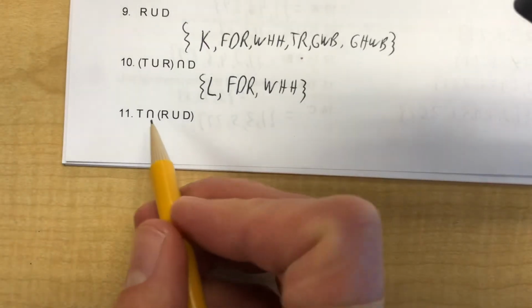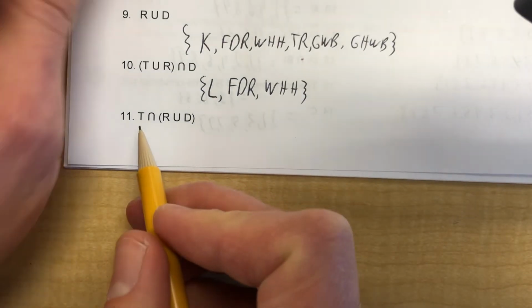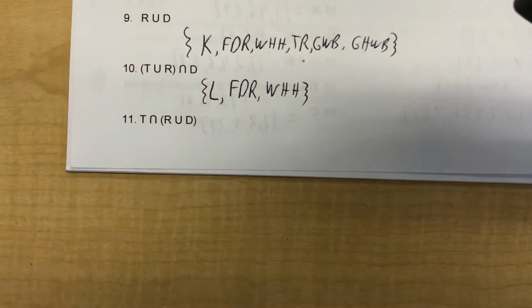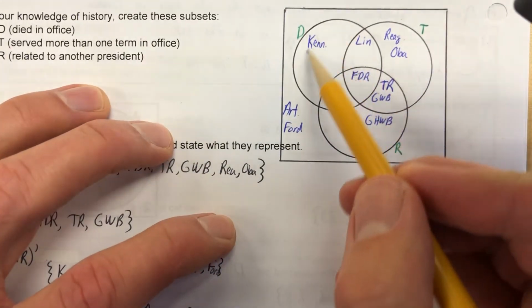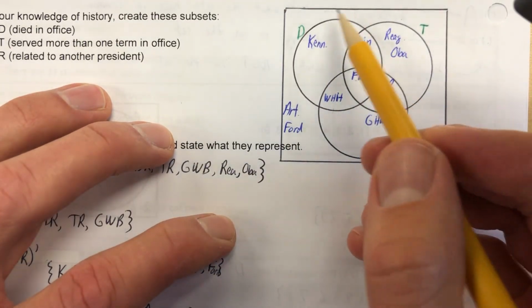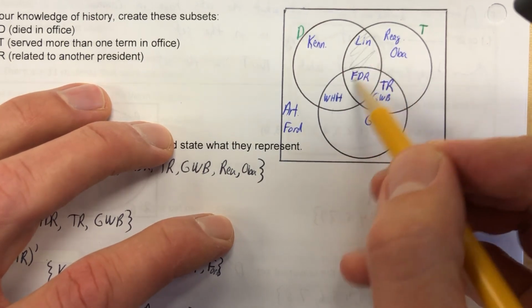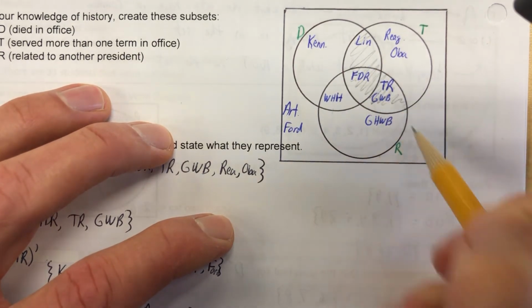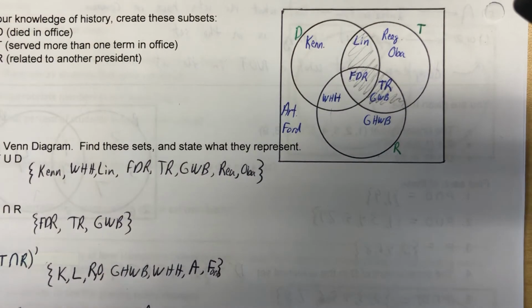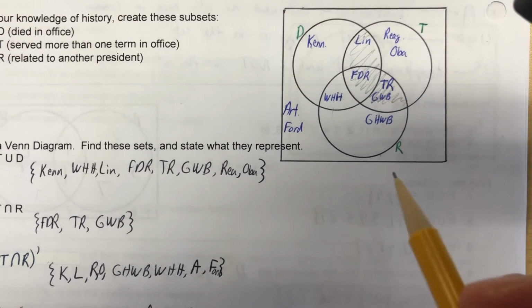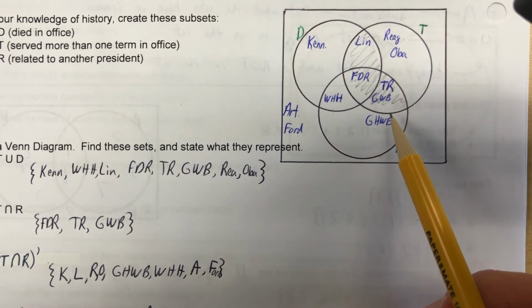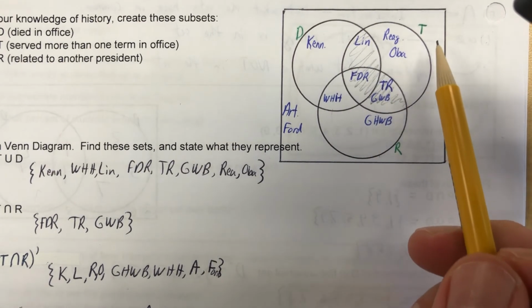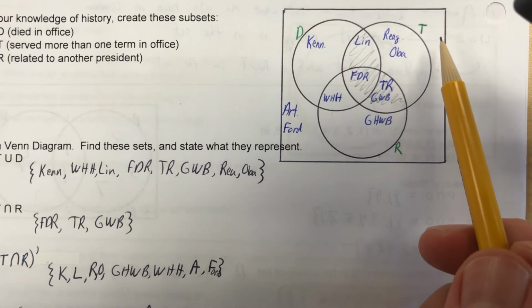But I want to intersect it with T. Notice I'm kind of going backwards, but I do parentheses first. It's still mathematical, right? So I'm going to intersect everything I just said with T. My question really is, where do these two circles, all of them, intersect with T? And that would be Lincoln, Teddy Roosevelt, and George W. Bush. Basically this is a list of all the presidents that either died in office or are related to another president that served more than one term. That's what this is really saying.